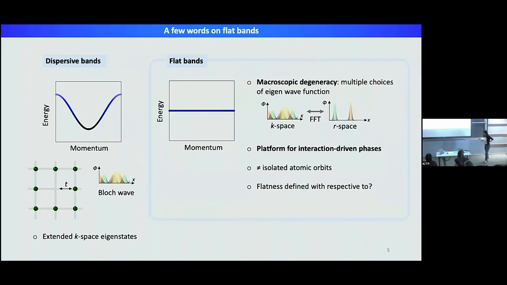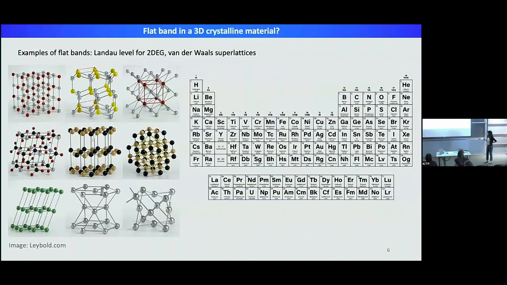Right. So up to now, the flat band physics has mostly been discussed in the Landau levels at high magnetic field in two-dimensional electron gas, and also in the van der Waals superlattices, where you get the flat band from the Moiré superlattices. Right. So indeed, you can see a lot of interesting emergent phases in those systems, including fractionalization and superconductivity and symmetry breaking phases.